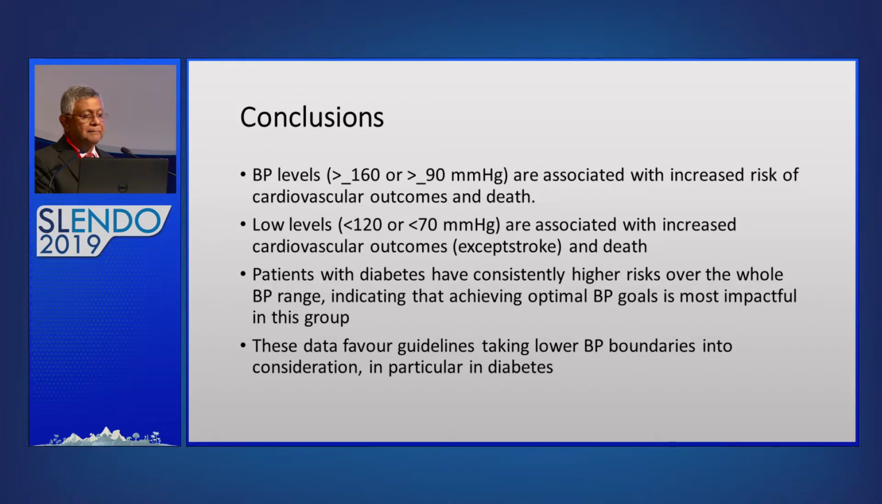Conclusions were that blood pressure levels of more than 160 to 190 are associated with increased risk of cardiovascular outcome and death. Lower levels, less than 120 to 170, are also associated with increased cardiovascular outcome and death. Patients with diabetes have consistently higher risk over the whole blood pressure range, indicating that achieving optimal blood pressure control is most impactful in this group. These data favor guidelines taking lower blood pressure boundaries into consideration, in particular in diabetes.